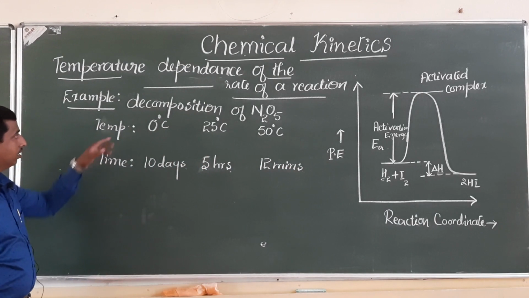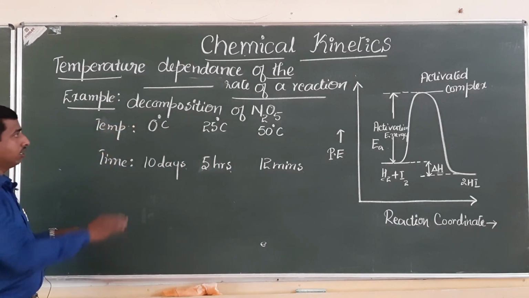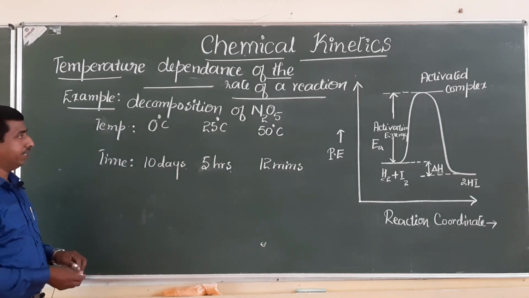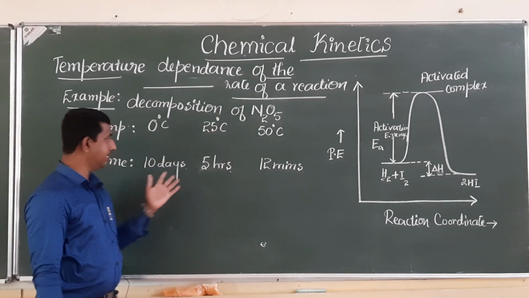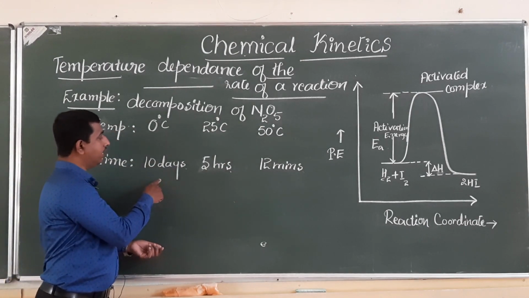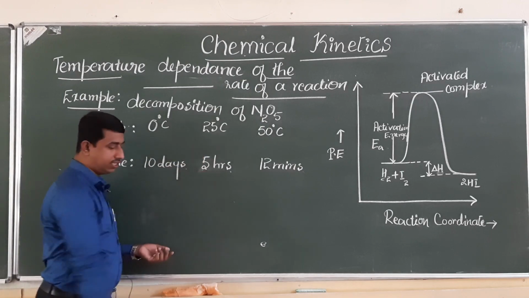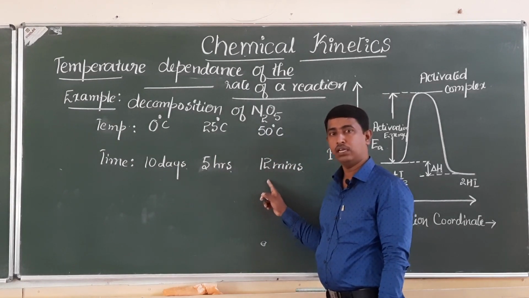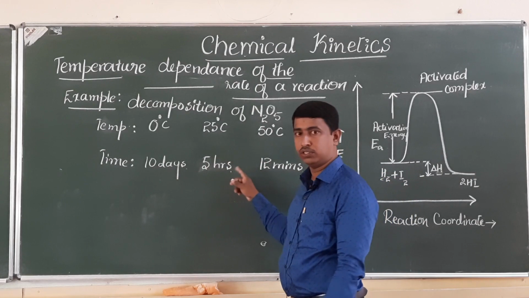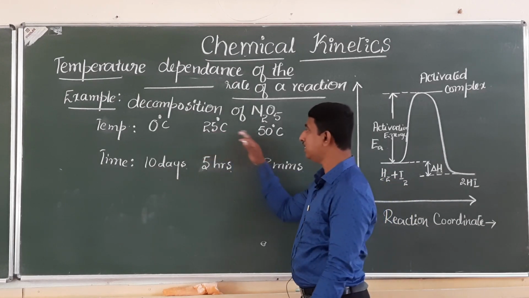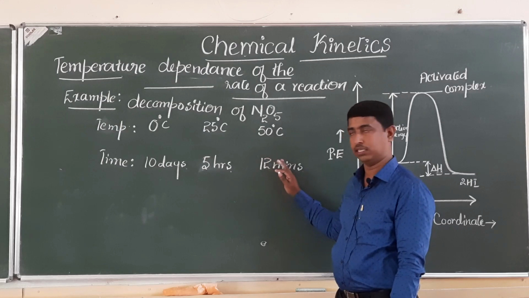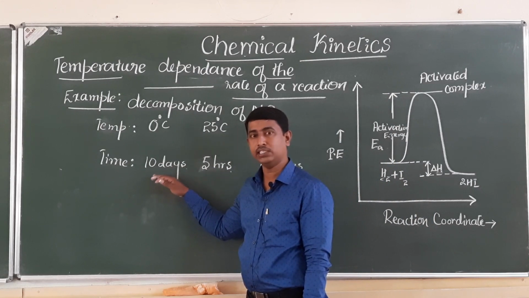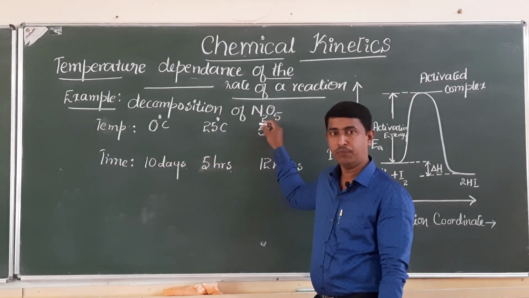I will repeat it once again. Time required to decompose 50% of N2O5 at different temperatures, it is like this. At 0 degrees Celsius, required time it is 10 days. At 25 degrees Celsius, required time it is 5 hours. Whereas at 50 degrees Celsius, required time it is 12 minutes. If you observe these values, what we can see here? See, with increase in temperature, rate of the reaction also increases. When temperature is very low, required time is more. We need 10 days for 50% decomposition of N2O5.